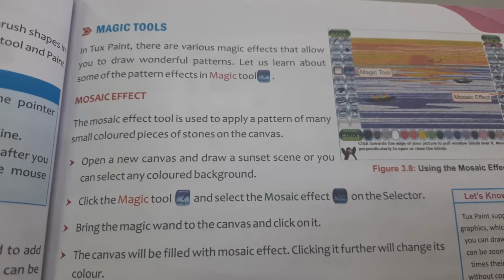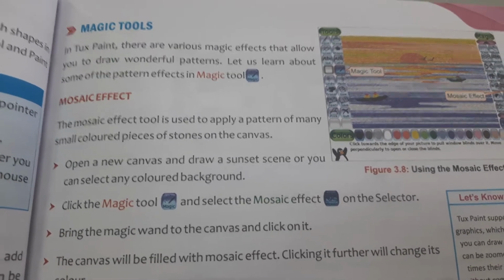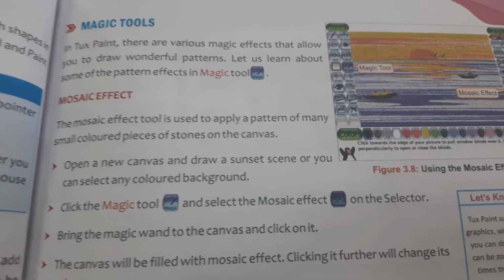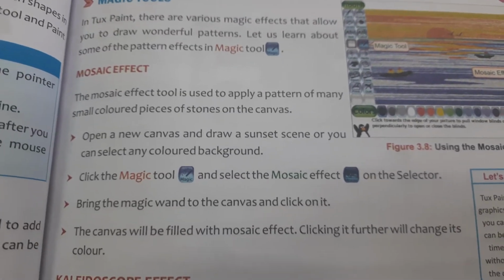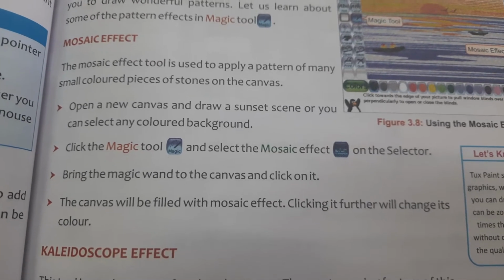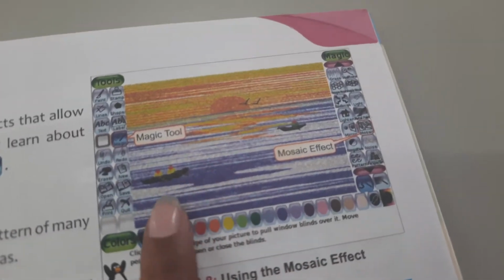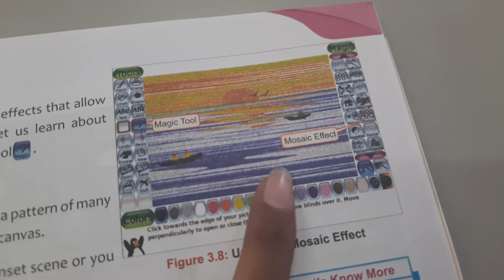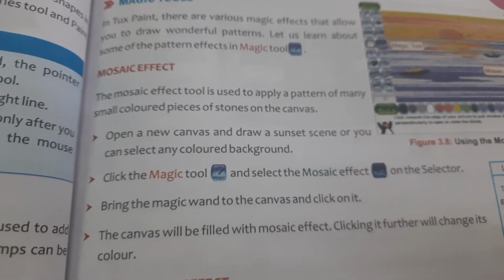So these magic effects that allow you to draw beautiful patterns and enhance your drawing skills, these are all called the magic tools. So first one is your mosaic effect. The mosaic effect tool is used to apply a pattern of many small colored pieces of stone on canvas. As you can see in this picture, these are like small stone pieces on the picture. So if you want to add this type of effect on your drawing, you will use the mosaic effect.